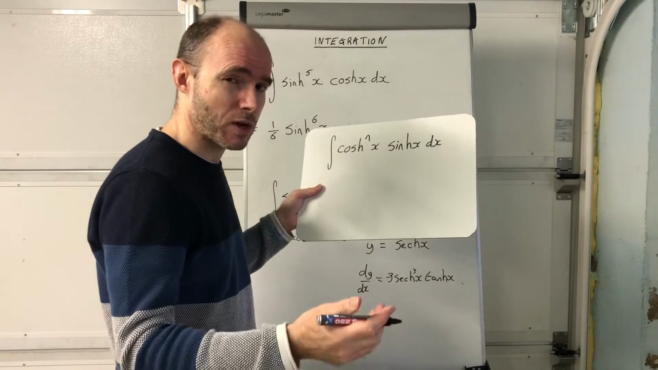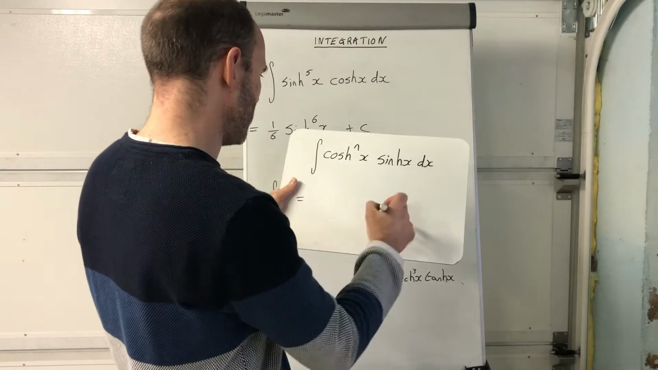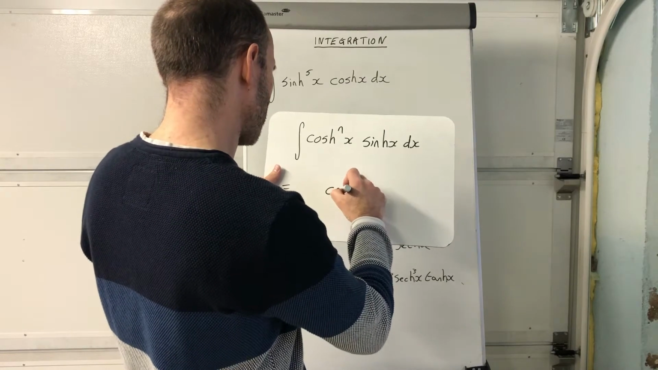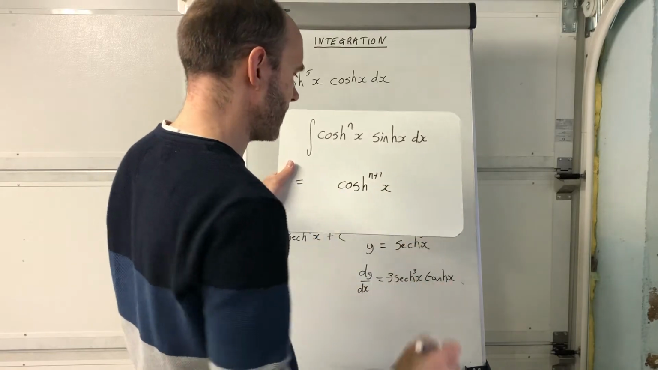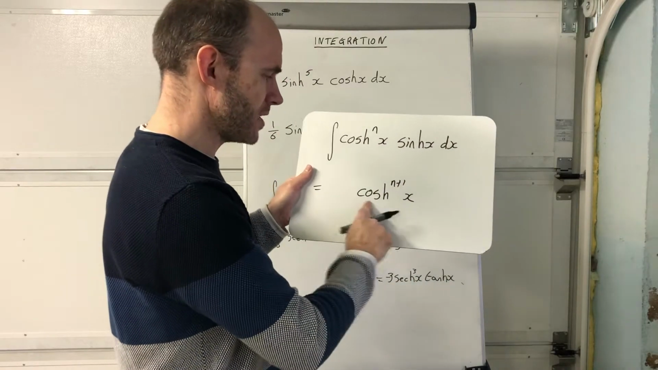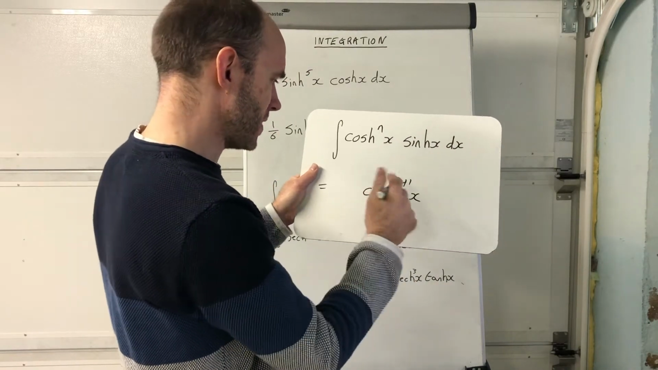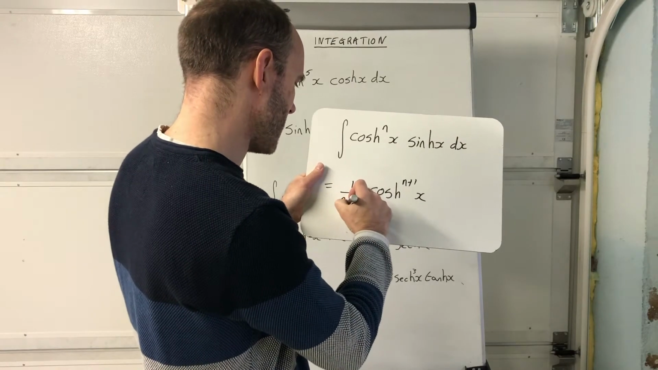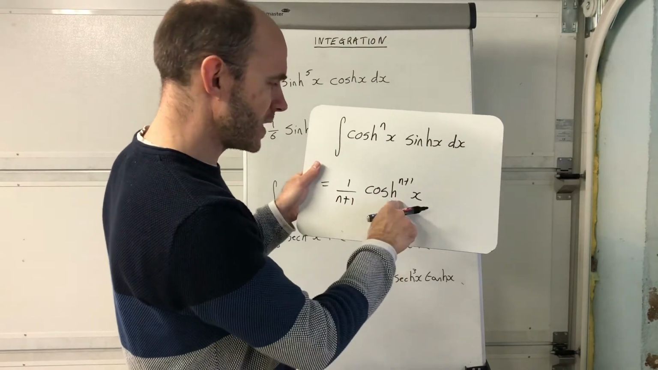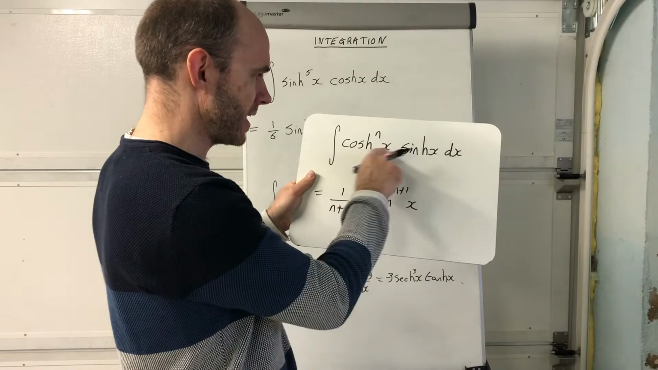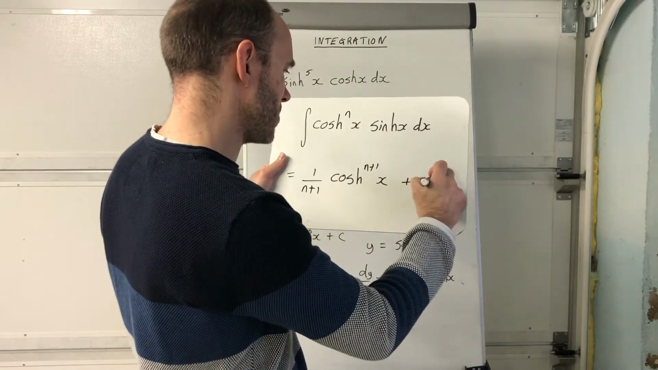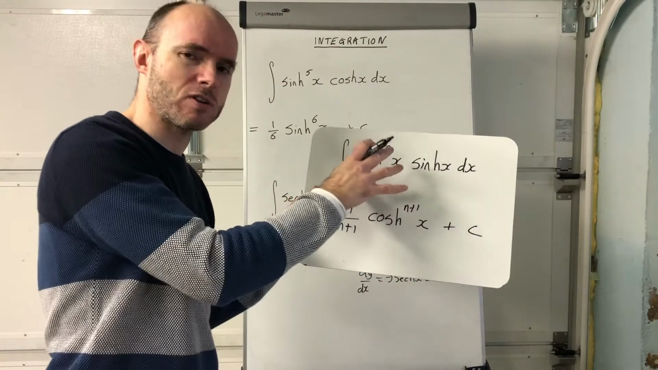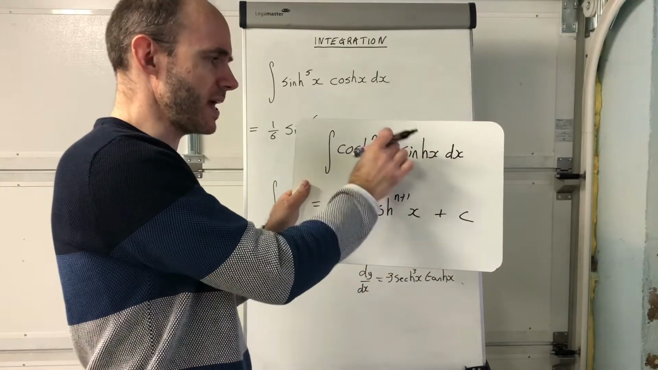Pause the video maybe, have a go at it. This is the general result then, so you're going to end up with cos to the power of n plus 1 x, and consider what you get when you differentiate that. The n plus 1 will go in front, won't it? So you need 1 over n plus 1 there. And then you decrease the power by 1, so you get cos to the n x, differentiate the cos x, and you get sin x, okay?